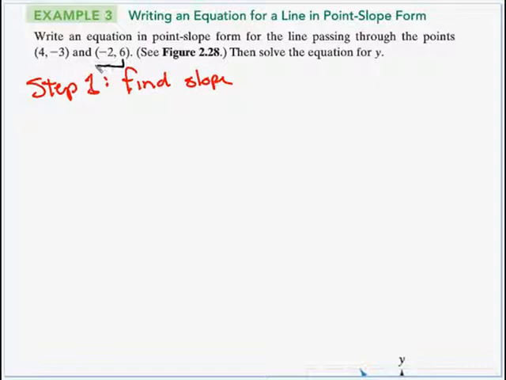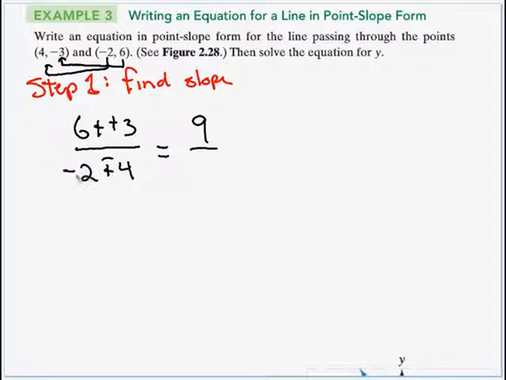So I'm going to subtract right to left. I'm going to have a 6 minus a negative 3 in the numerator. And then my denominator, x minus x, will be a negative 2 minus 4. So let's see here, 6 minus a negative turns into a plus. Our numerator is a 9. And then our denominator, we would add those two negatives and get a minus 6. And both numbers are divisible by 3. So that'll become a negative 3 halves. M equals negative 3 halves.